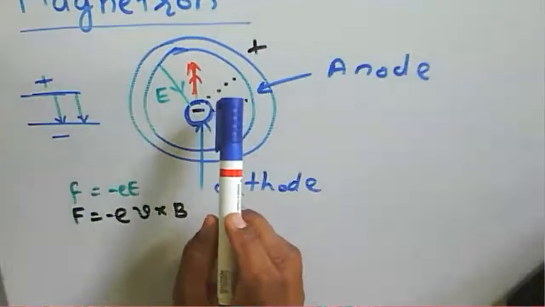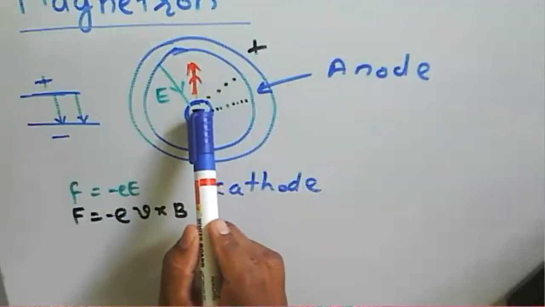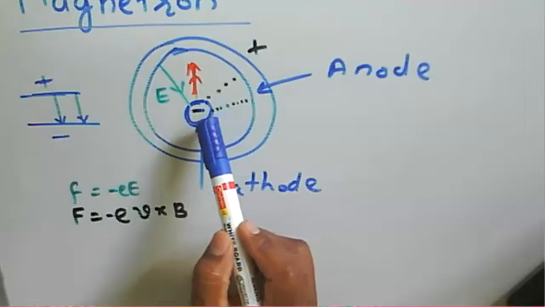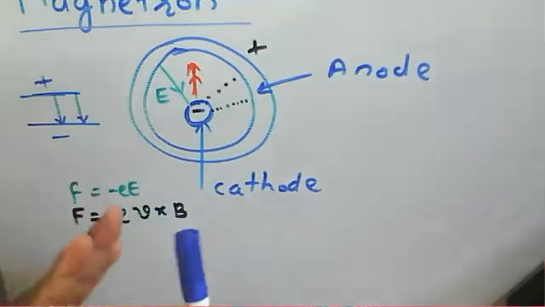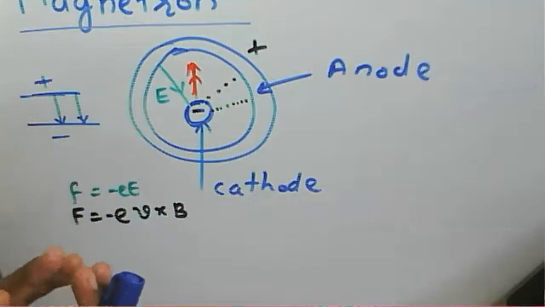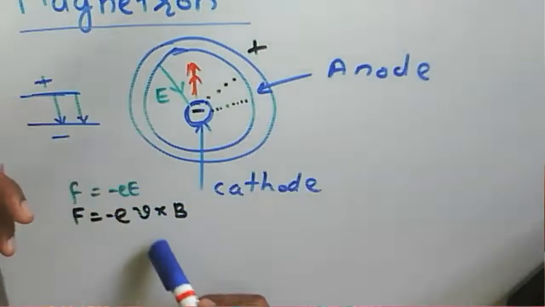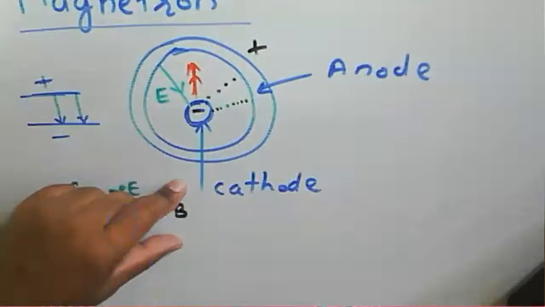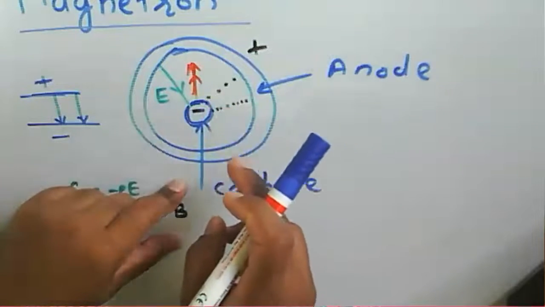Now, because of a magnetic field, the electron will not move directly toward the anode. Based on the magnetic field present, the electron will bend its path. So what is the role of the magnetic field? It will force the direction of the electron. Okay, so what happens here? Whatever force the magnetic field applies on the electron, due to that force the electron will bend its path.